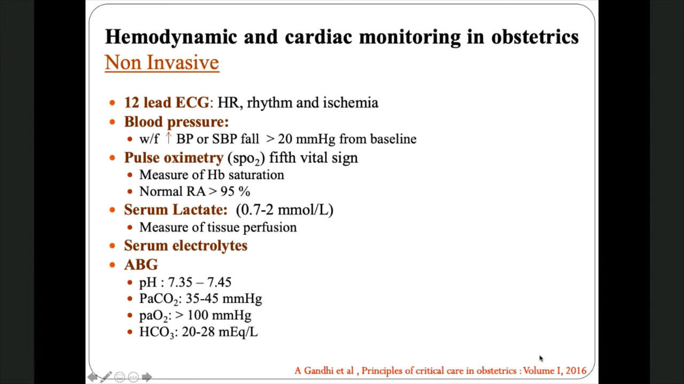So normal pH level, whenever you are reading an ABG report, you should see that it is between 7.35 to 7.45. Anything less than 7.35 is acidosis. Anything more than 7.45 is alkalosis. You should always look at the PaCO2 level. The normal range of PaCO2 is between 30-45. You should also look at the PaO2 level, if it is more than 100 mm of Hg, and the bicarbonate level, normally between 20 to 28.